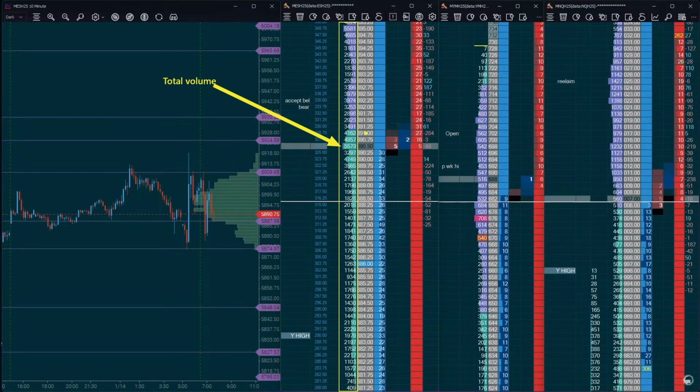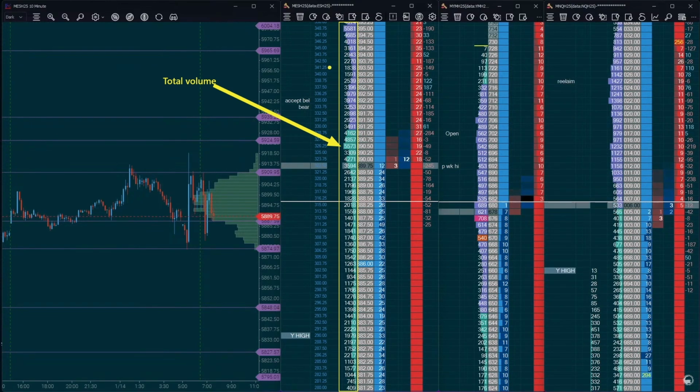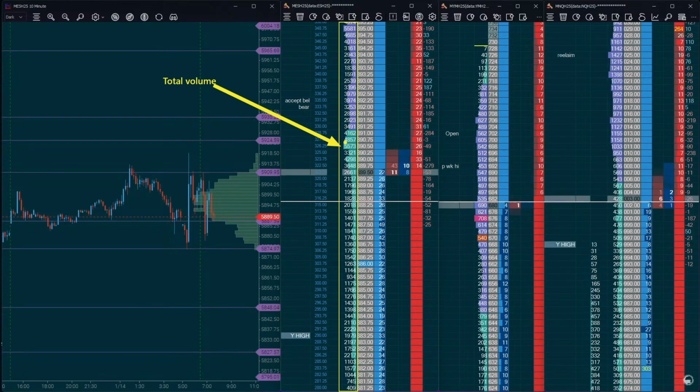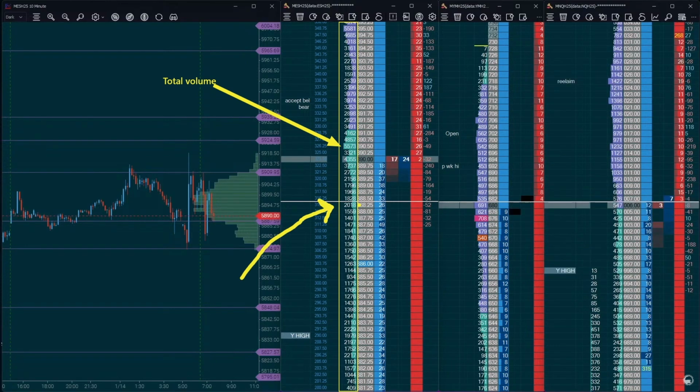Now, volume profile has its own context. This is just primarily giving you the amount of contracts traded and the prices in correlation to the volume profile. Very important, but that's another video for another time.